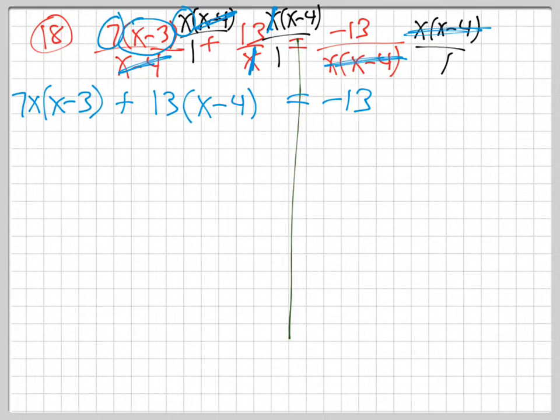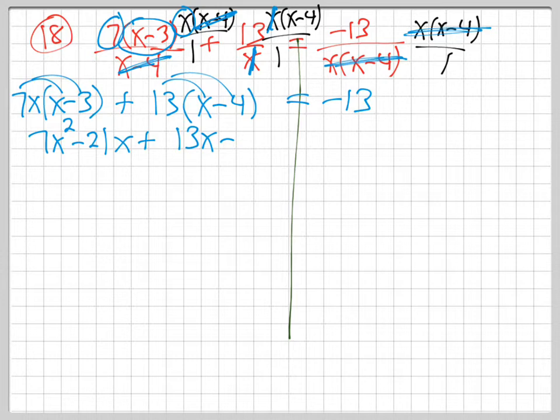Much better now. No more fractions, right? First step, LCD over 1. So it takes out all denominators. All right, FOIL it out. Multiply it out. There we go.